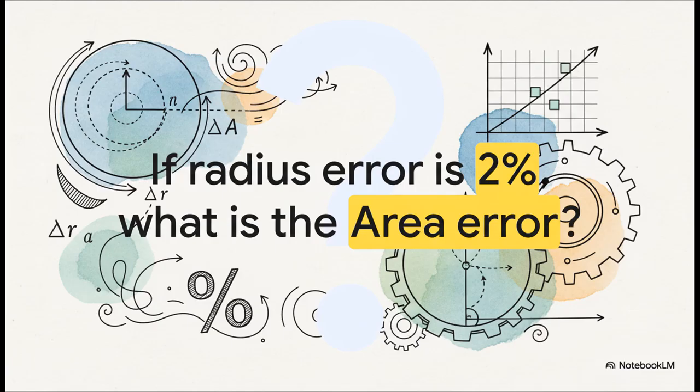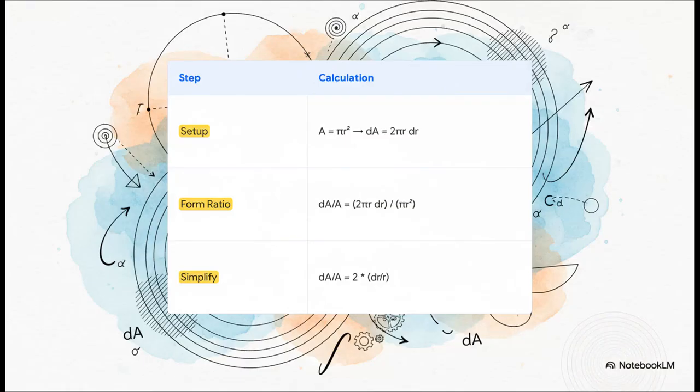All right, let's try one more, but we're going to add a twist. What if we don't know the exact error, but we know it as a percentage? This is called relative error. So let's say our radius measurement has a possible 2% error. Now the question is, what's the resulting percentage error in the area? So how do we tackle this? Well, we start with the same differential we had before. dA equals 2 pi r dr.